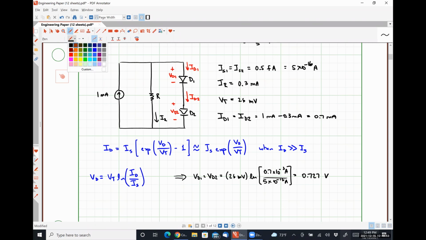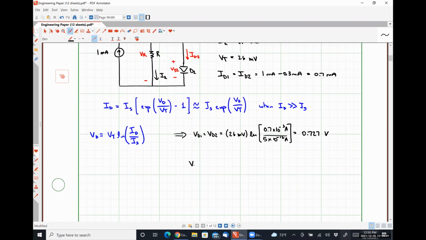From this, we can easily see that our voltage VR is just twice VD1, or 1.454 volts. And therefore our resistance R is just VR over IR, or 1.454 volts divided by 0.3 milliamps, is 4.848 kilo ohms.